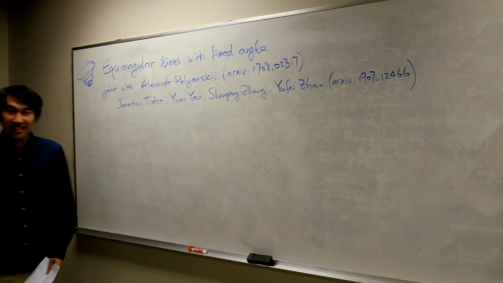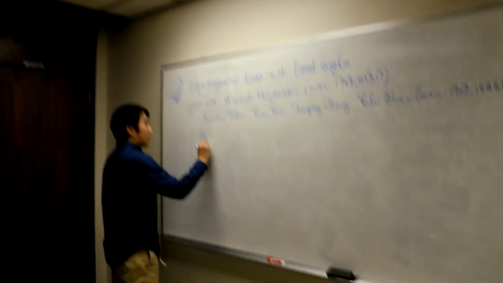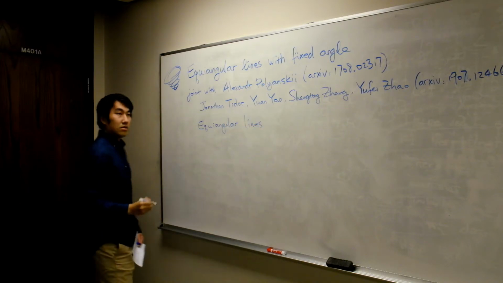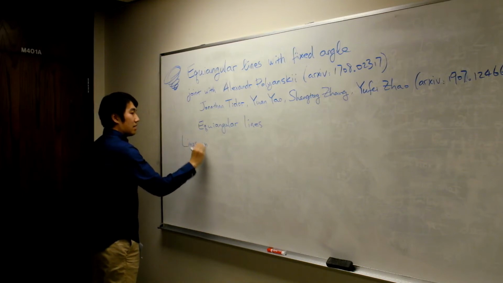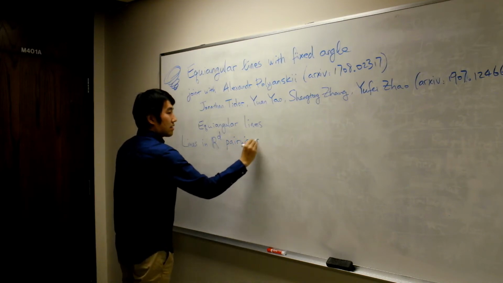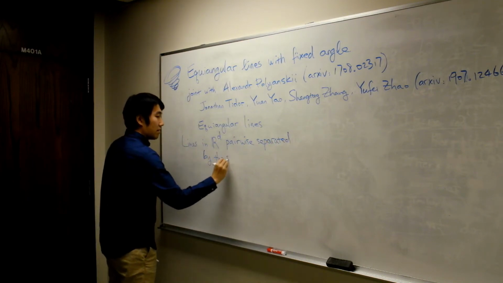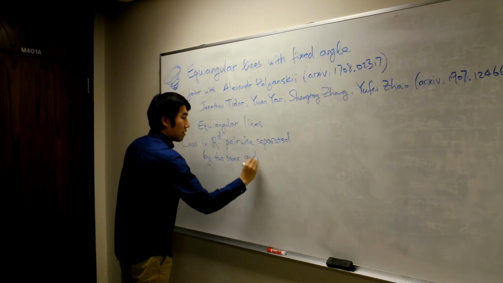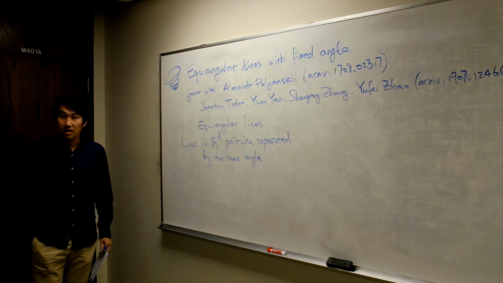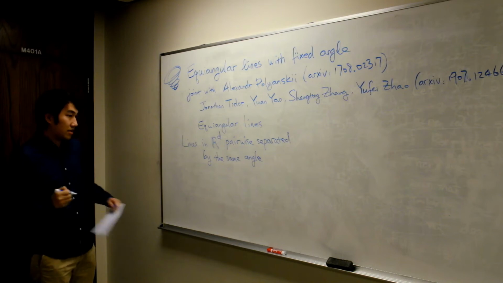Okay, so the protagonist today of this talk is called equiangular lines. It's a set of lines in R^d, pairwise separated by the same angle. So it's a very symmetric configuration of lines. By the way, all lines are through the origin. So here are several examples.